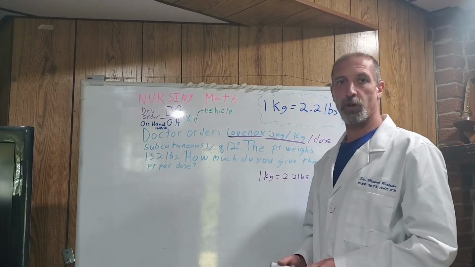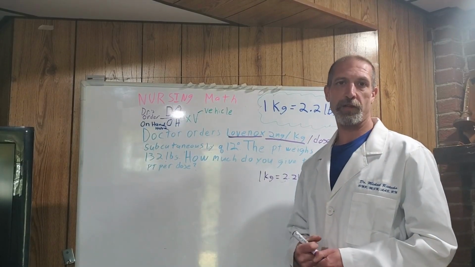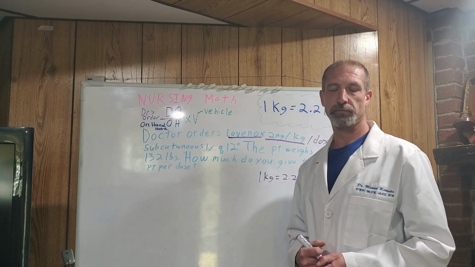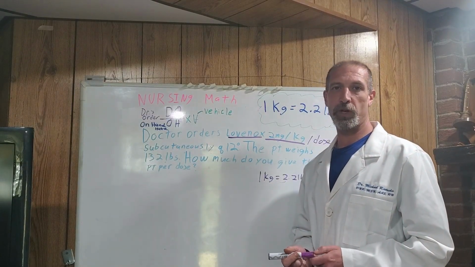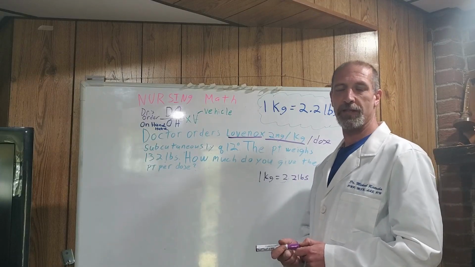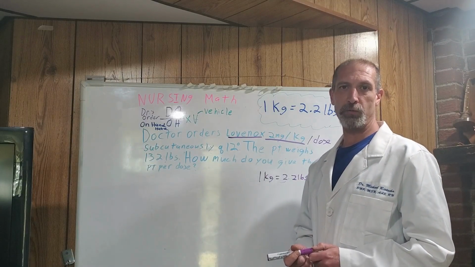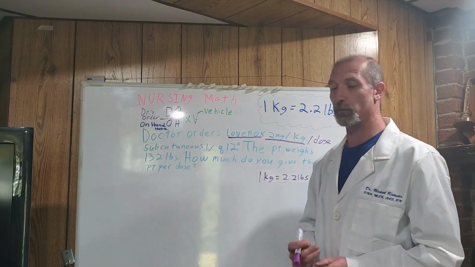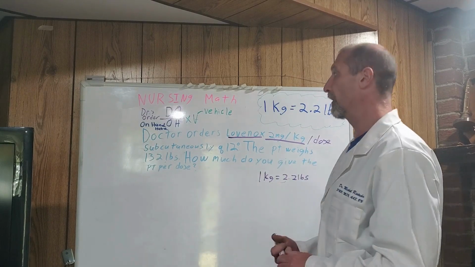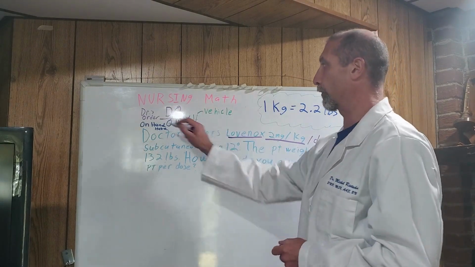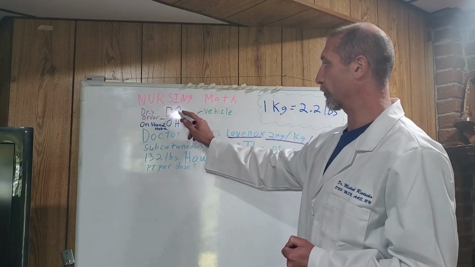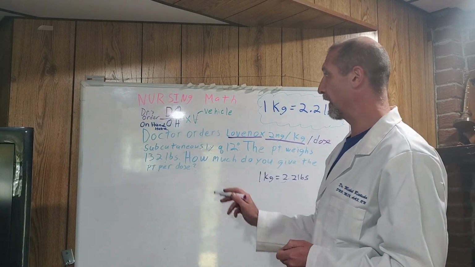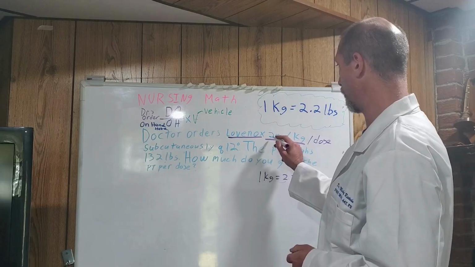All right, so we're going to get into solving our math. In this video, we are going to convert pounds into kilograms to figure out how to solve and get our proper dosage that we need. We're still going to use our good old formula of doctor's order over on hand, also known as have, times our vehicle. In this case, the doctor's order is Lovenox.